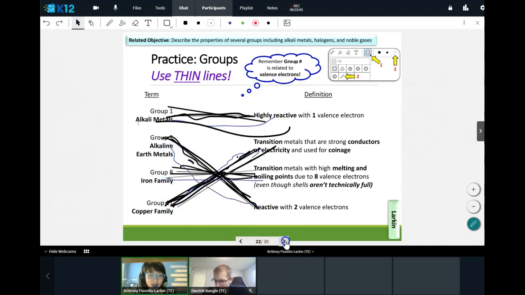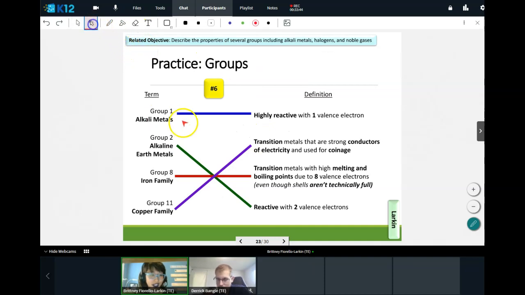Let's look at the cleaned up version here. Group 1 has 1 valence electron. We talked about how they're highly reactive because they only need to lose 1. Group 2 has 2 valence electrons, making them still reactive, but not as reactive, because they have to lose 2, which is a little bit more.